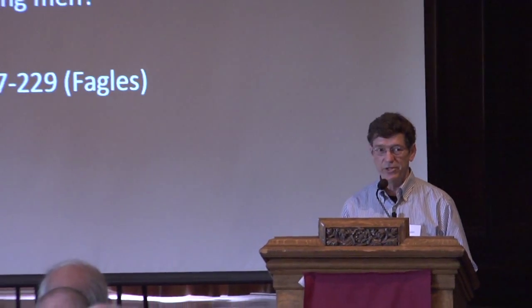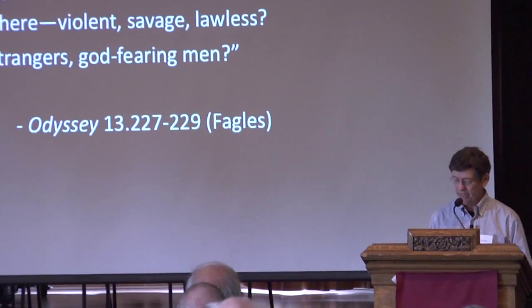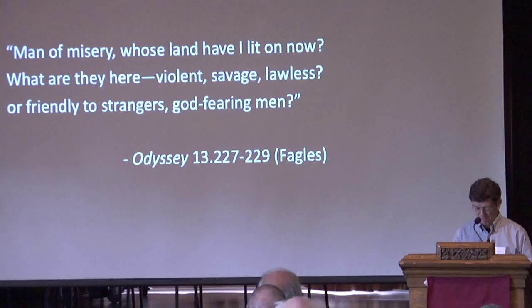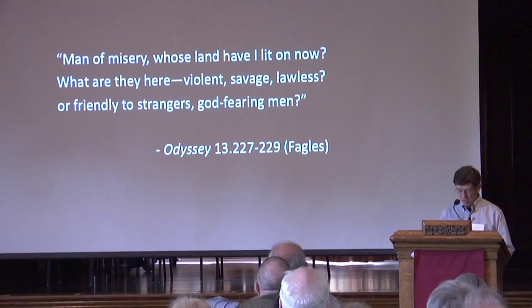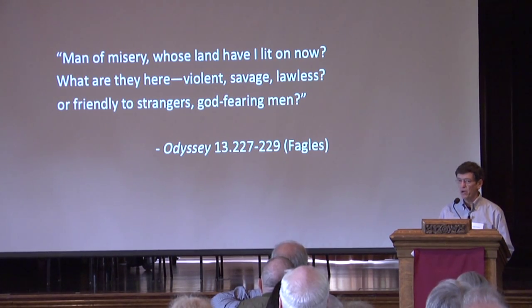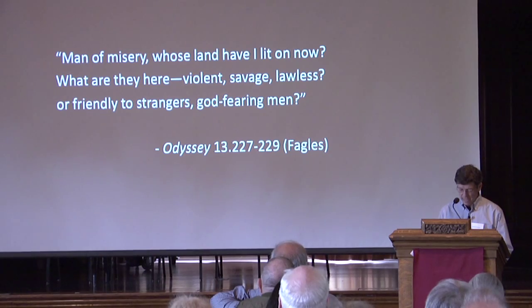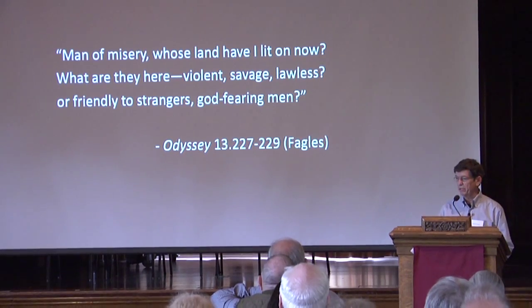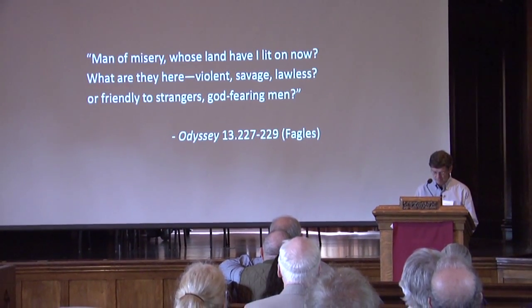"Man of misery, whose land have I lit on now? What are they here? Violent, savage, lawless, or friendly to strangers, God-fearing men?" This is an amazing question. Here is Odysseus, the hero of the poem, back in Ithaca, but having no idea where he is. Ithaca, though his home, looks completely strange and foreign to him.